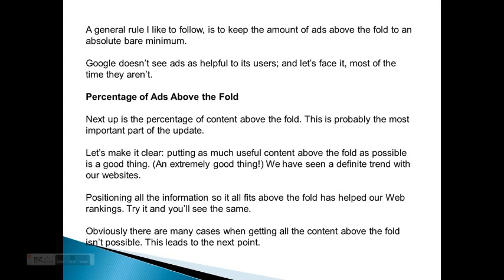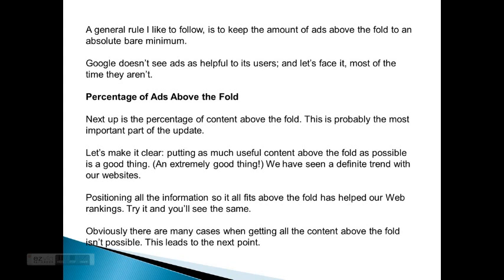Next up is percentage of content above the fold. This is probably the most important part of the update. Let's make it clear, putting as much useful content above the fold as possible is a good thing, an extremely good thing. We've seen a definite trend with our websites. Positioning all the information so it fits above the fold has helped our web rankings. Try it and you'll see the same. Obviously, there are many cases where getting all the content above the fold isn't possible.